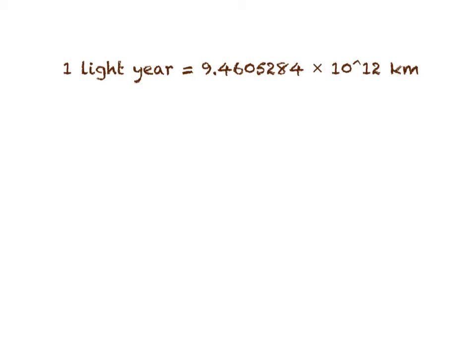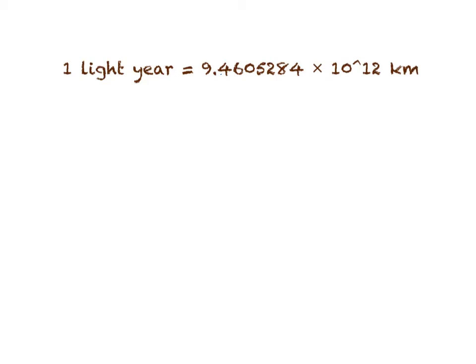Here's another big number. This one's already in scientific notation, and you're going to need this to complete your assignments. 1 light year equals 9.4605284 times 10 to the 12th. That means if we're going to fix this number so that it's not in scientific notation, we need to move that decimal point to the right 12 places. Okay? But we're not going to do that right now.